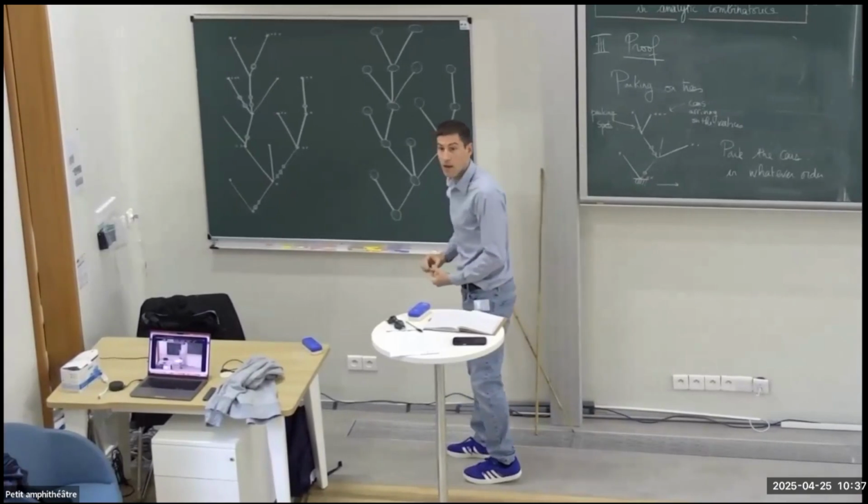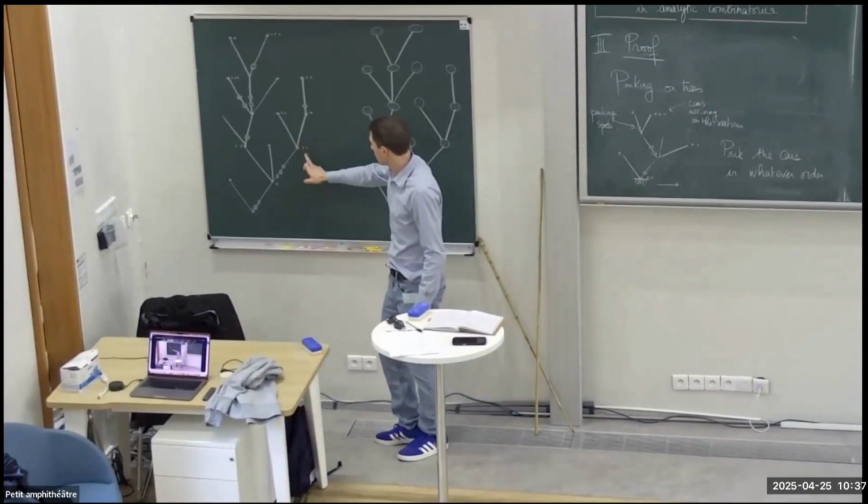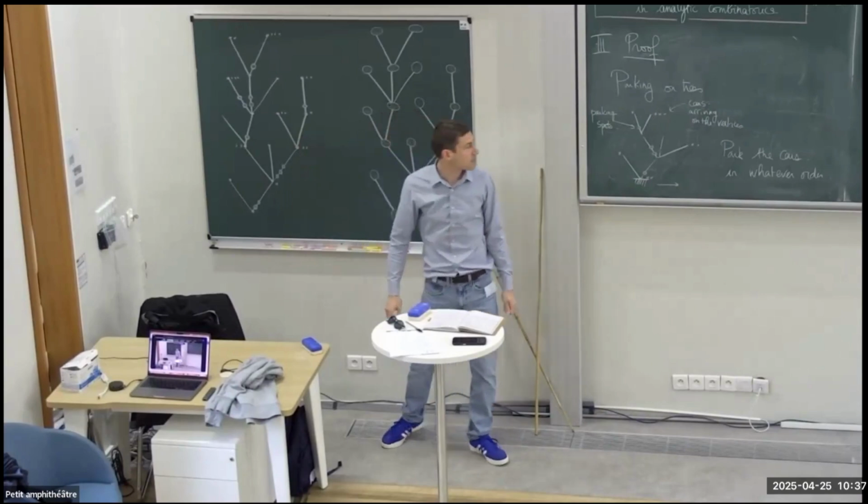Do cars enter at leaves or everywhere? On vertices. Look here, they can arrive in the backbone as well.